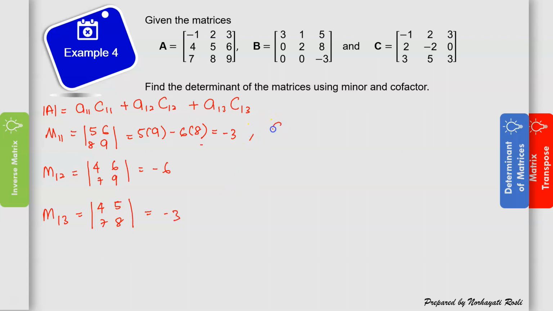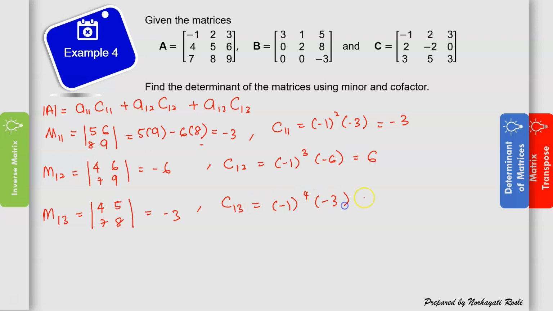And then we compute the cofactors. C11 equals negative 1 power 2 times negative 3, which gives the answer negative 3. For C12, it equals negative 1 power 3. Why 3 here? Because 1 plus 2, and then times negative 6. So the answer here will be 6. And then the last one, C13 equals negative 1 power 4 times negative 3. So we get the answer negative 3.